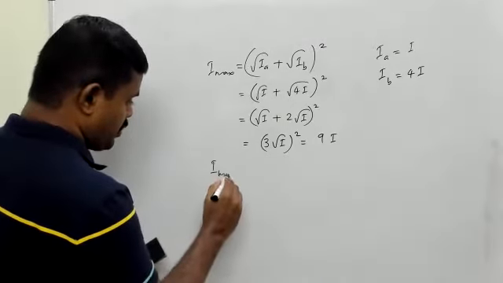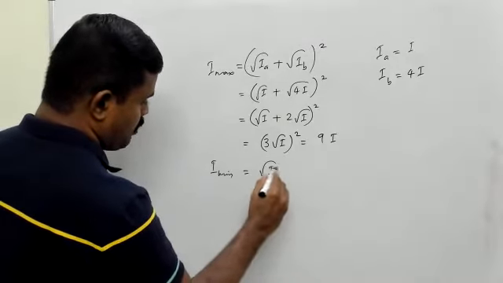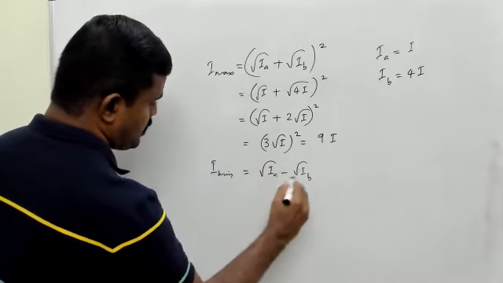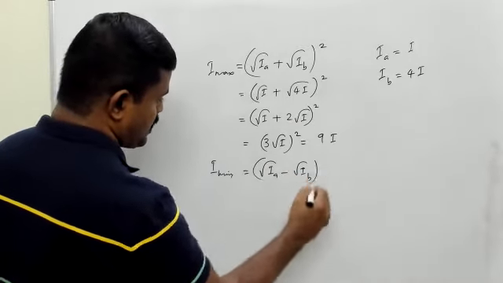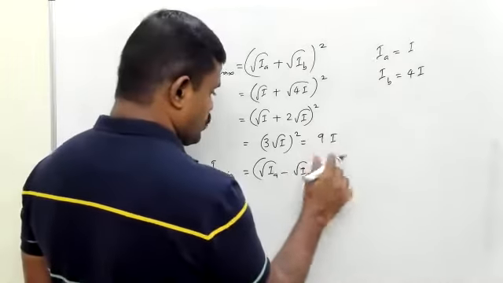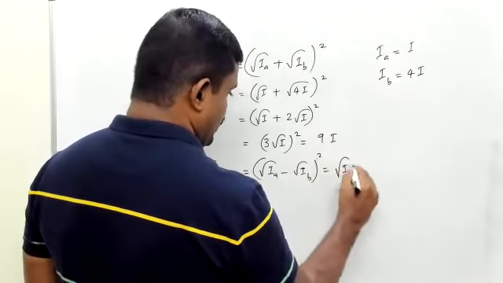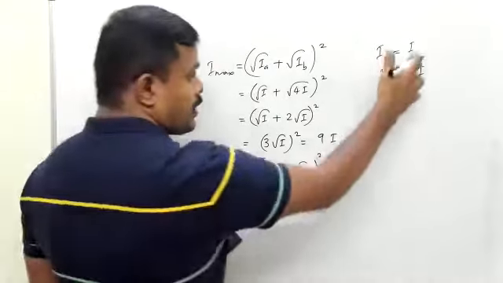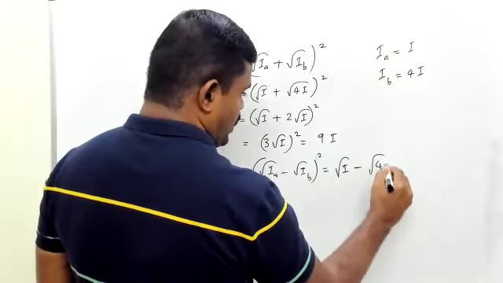3 square is 9, root I square is I. Similarly, I can find out I minimum. What is I minimum? We have written the equation for this as well: root of IA minus root of IB the whole square. So that will be root I, IA is I, minus root 4I, the whole square.